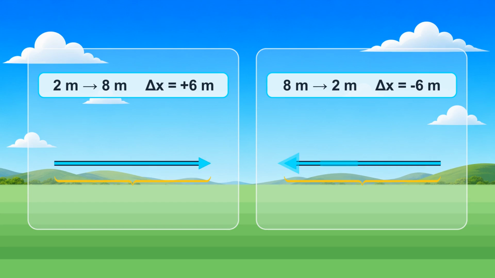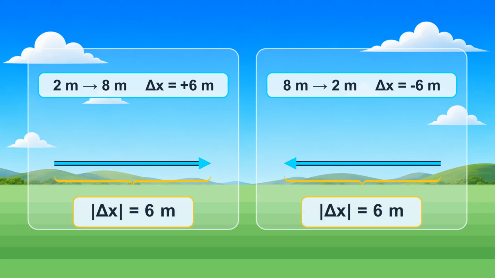Delta x equals minus 6 meters is the signed displacement. The magnitude, written as the absolute value of delta x, equals 6 meters. The vertical bars mean that we take the magnitude without the sign. If we ask, how long is the arrow, the answer is 6 meters. If we ask, which way does the arrow point, the sign matters.